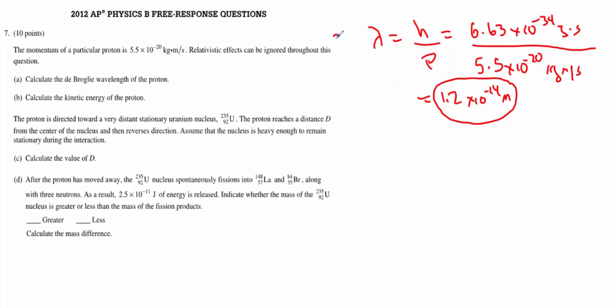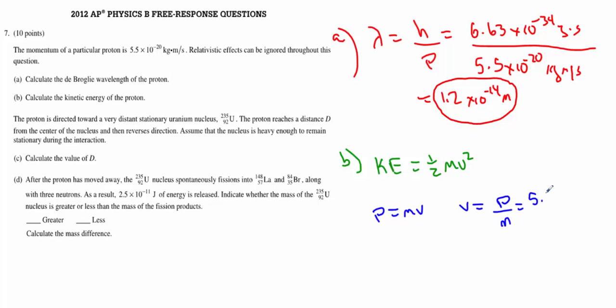Now, this was A. We want to figure out for B the kinetic energy of the proton. Well, kinetic energy of any moving object is 1/2 mv squared. The mass of a proton is a given value in your information table, so we've got that, but we don't know the velocity. So we're going to come back to this. We're going to recognize that momentum is mass times velocity. I'm going to use this to solve for the velocity.